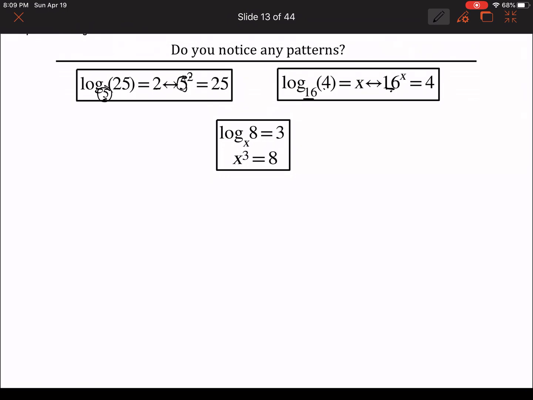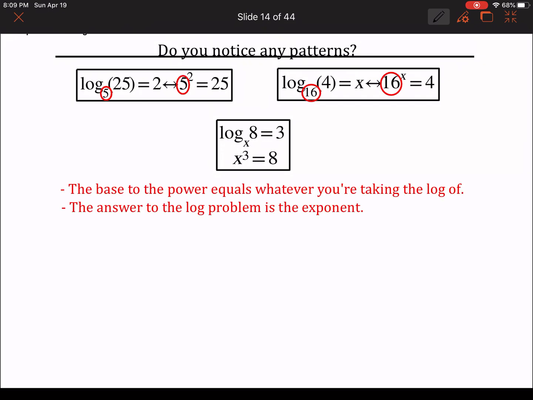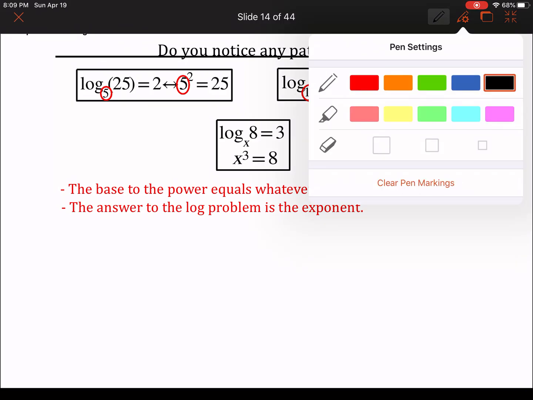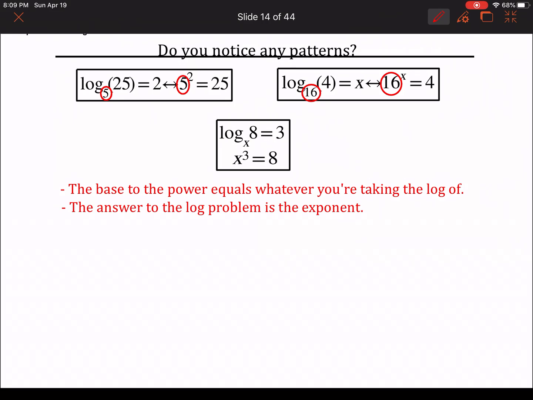And then log base x of 8 equals 3. So let's look at this a little more cleanly where I wrote it out in our notes. Our bases all become our base. Now, let me change my colors real fast. Some of my students really like to draw arrows. So you would say here to here.